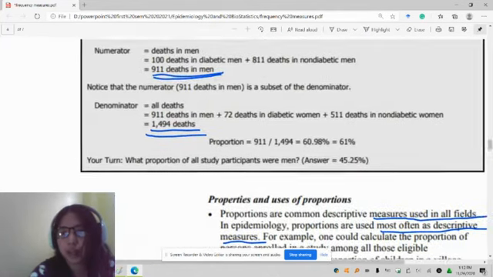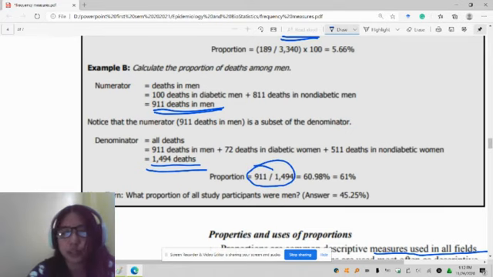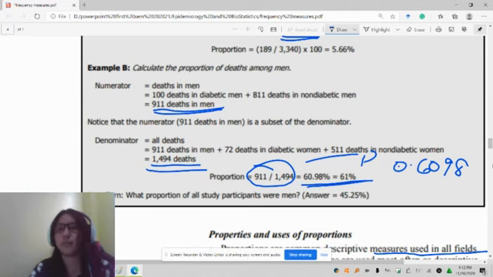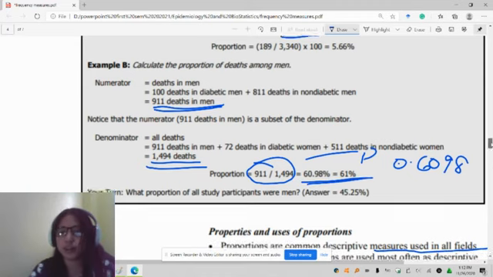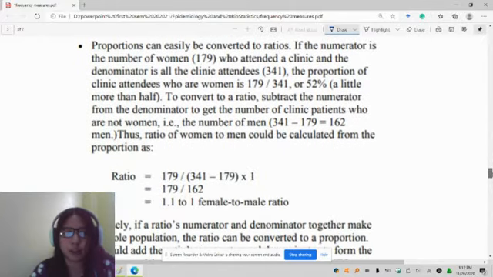So if we go back here, just to emphasize, for fraction, we have this fraction 911 all over 1,494. Now for decimal, 0.6098, and for percent, it is 60.98 or 61%. So it can also be written as a percentage. Okay, let us move.